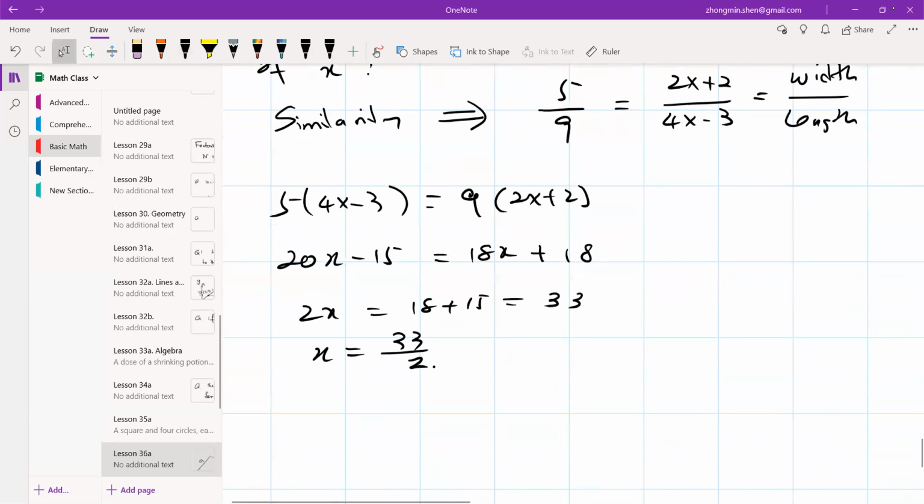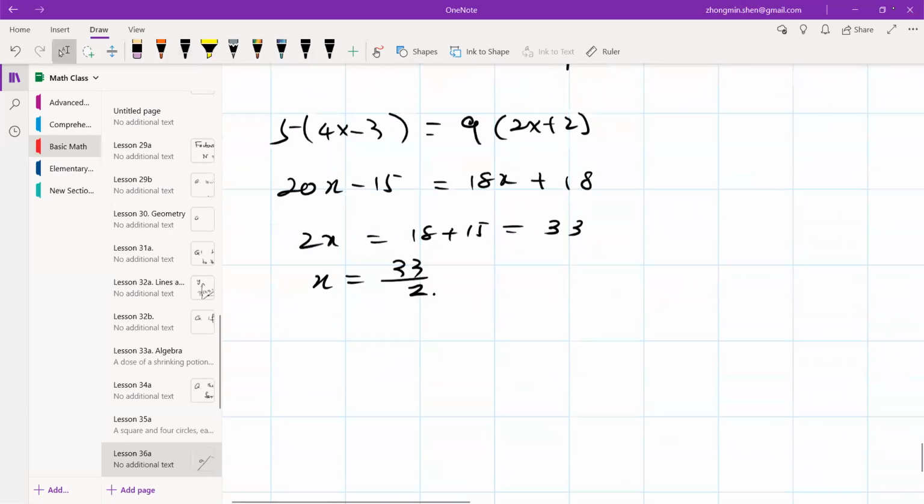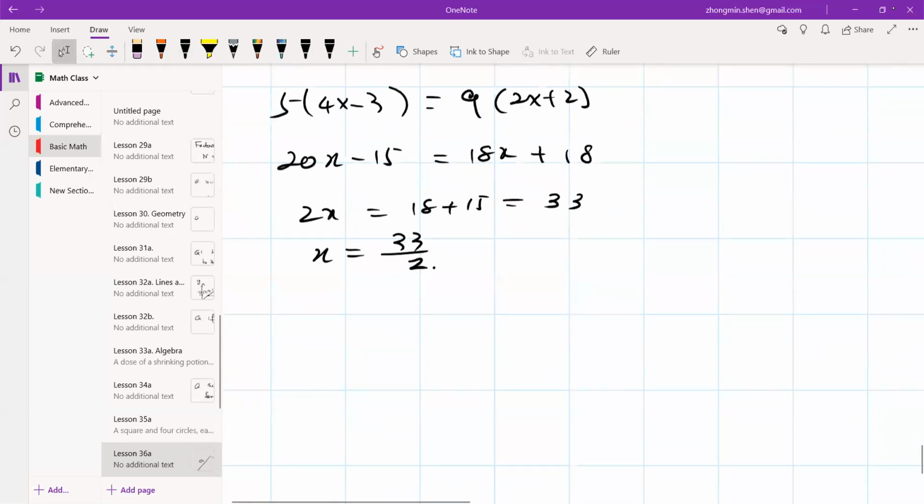So let me talk about a few problems. No, we still have another problem: quadrilaterals A, B, C, D are similar. So two quadrilaterals are similar. If the area of the quadrilateral is, no, I'm not going to talk about this. This is about similarity.